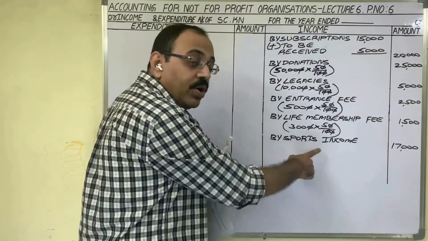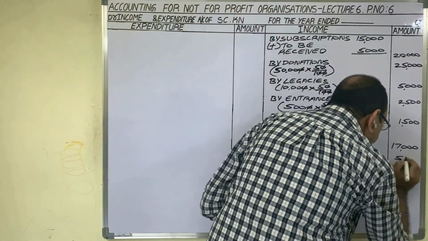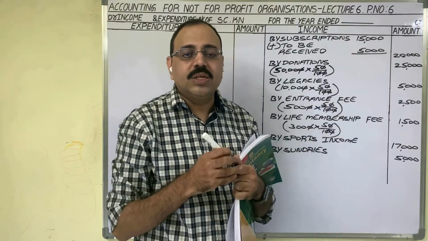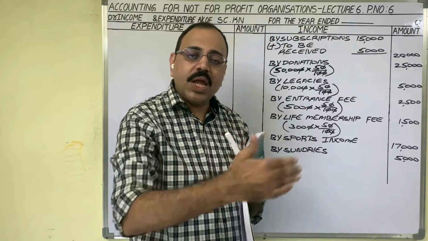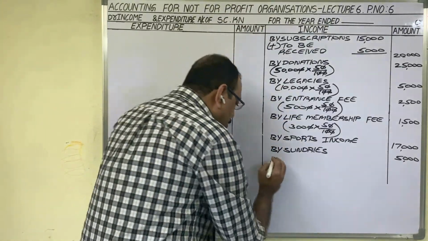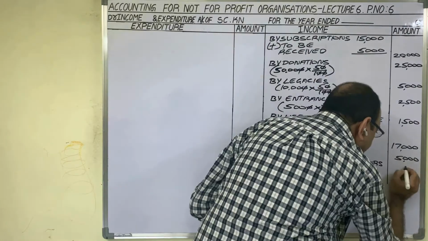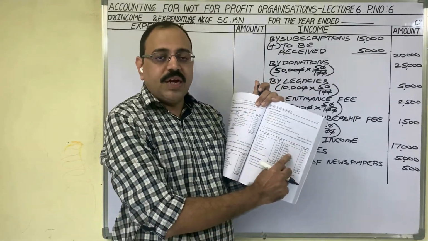Therefore, credit side we have to show that. By sundries, 5,000 rupees. Next, sale of old newspapers, 500 rupees. Newspapers regularly we sell, so it is a regular income, revenue income. Credit side we have to show. By sale of newspapers, 500 rupees. Receipt side completed. Now come to payment side.